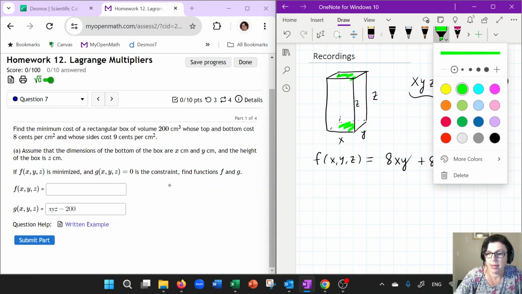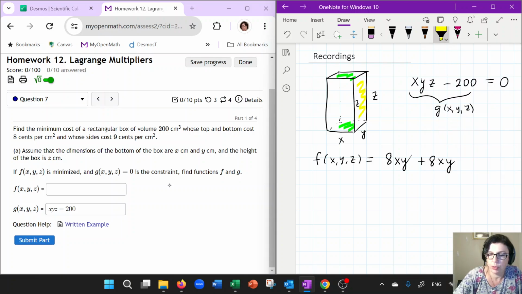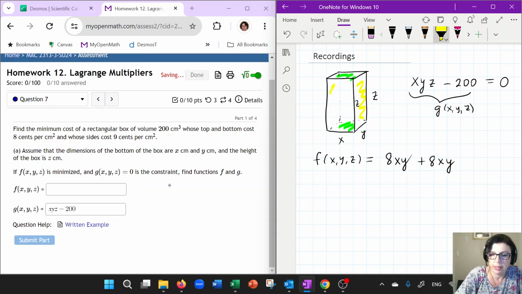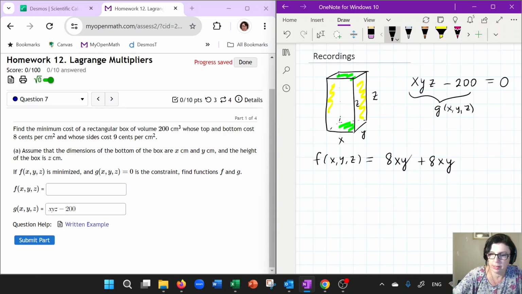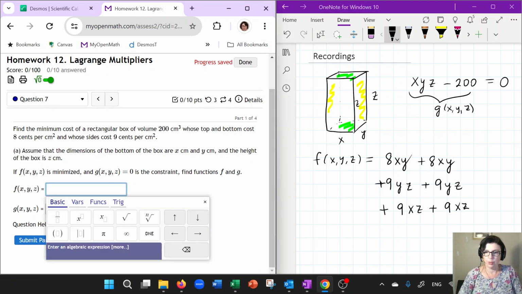Okay, so now let's deal with the sides. We also have to find the cost of the right and the left. The area is yz and the cost is 9 cents, so that would be 9yz for the right side of the box, and another 9yz for the left. And finally, the front and the back also cost 9, but the area of the front is xz, so that would be 9xz and another 9xz for the back. All right, so that totals to 16xy plus 18yz plus 18xz.